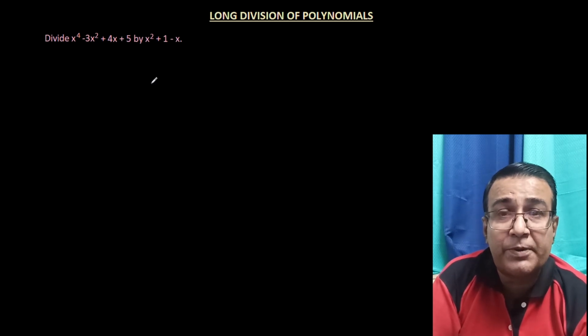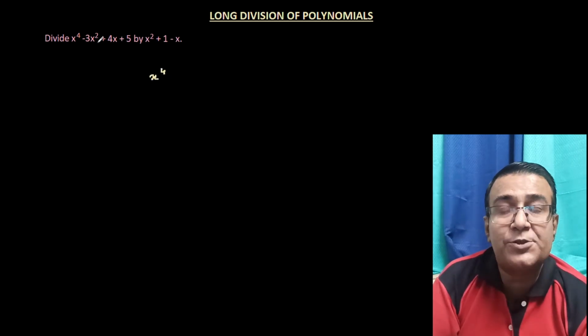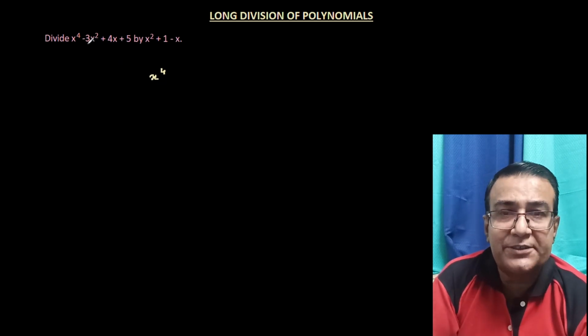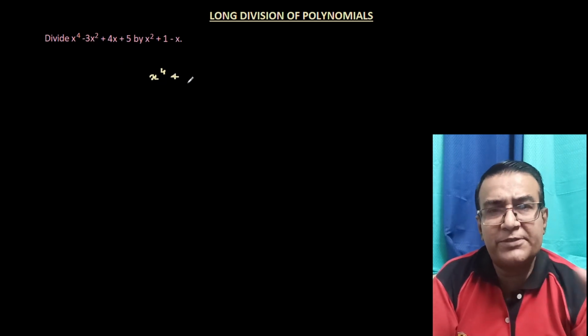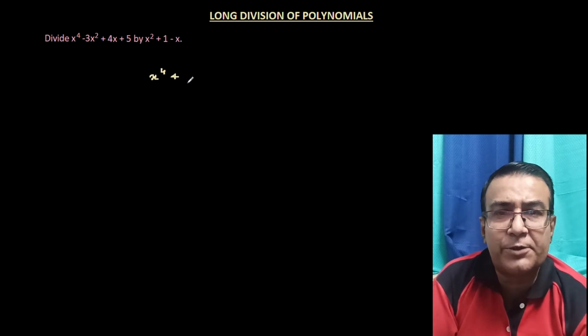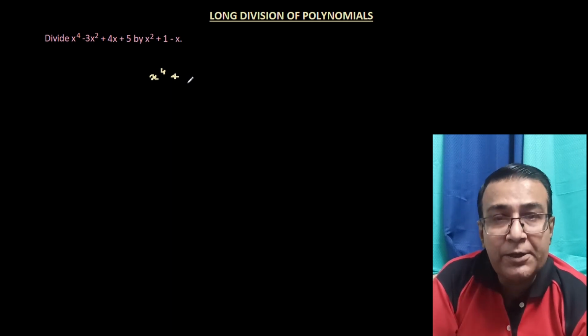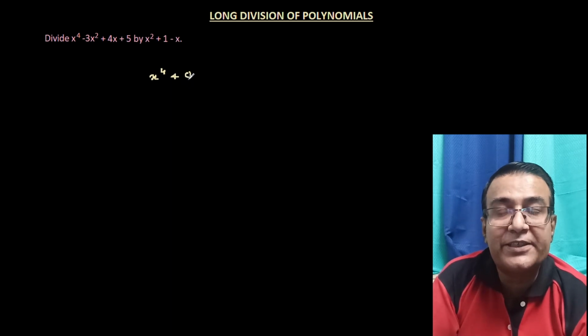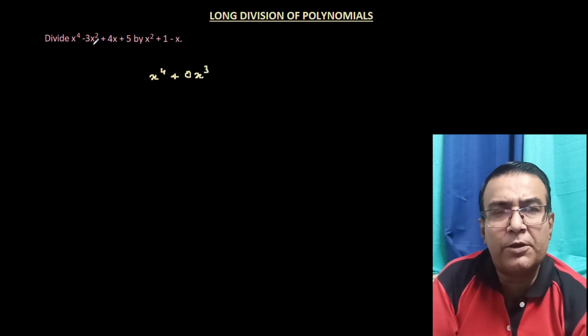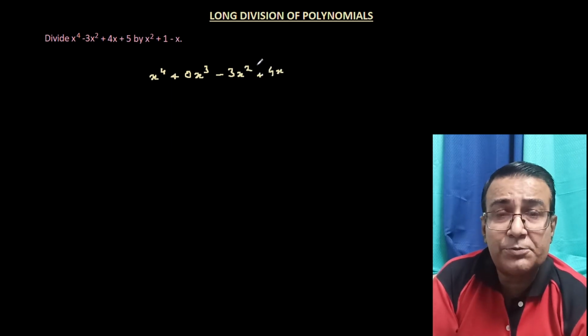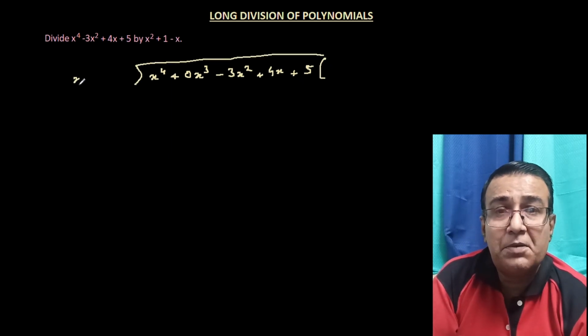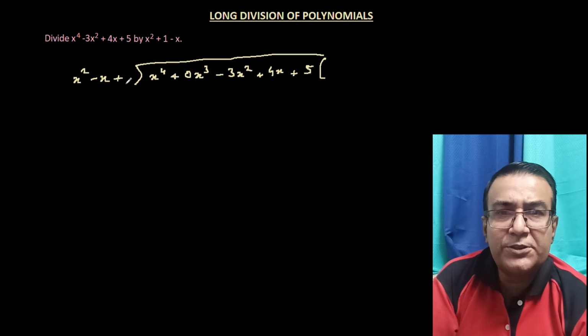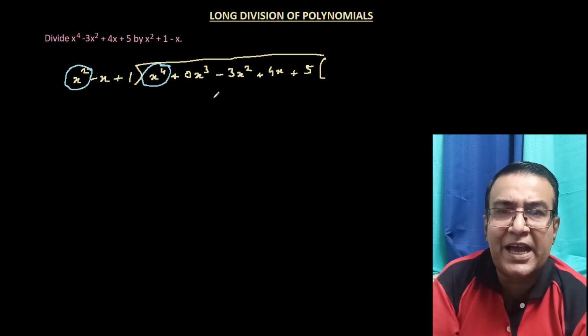So we'll write x to the power 4, and since there is no x cube term, we can assume that it has a coefficient of 0, because 0 times x cube will anyways give us 0. That is why it was not written, but we will include that here. We will write that as 0x cube and write the rest of the polynomial as it is, which is plus 4x plus 5. Again the divisor has to be written in the decreasing order of the degree of the terms. So x squared minus x plus 1. Look at the first term of the dividend, look at the first term of the divisor, and from here on it is division as usual.